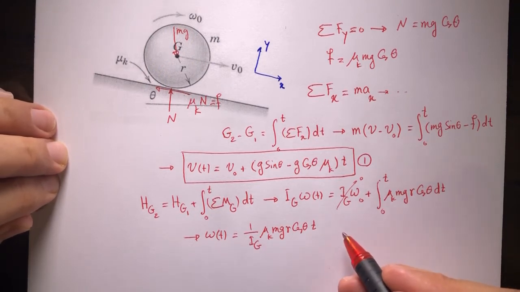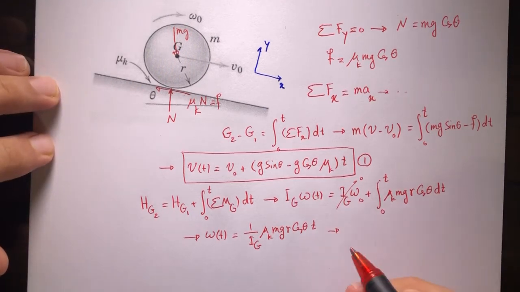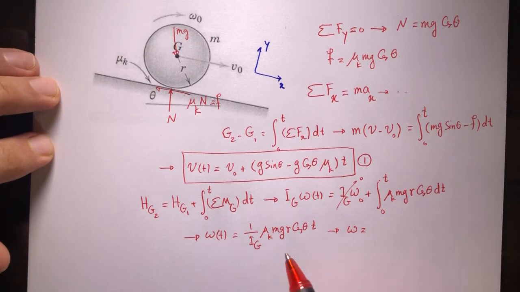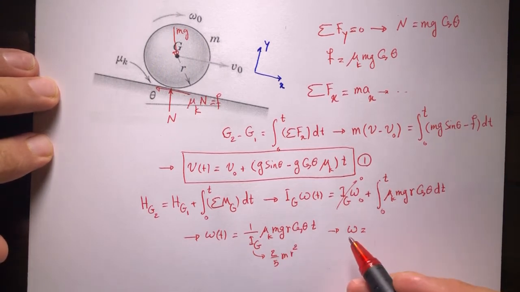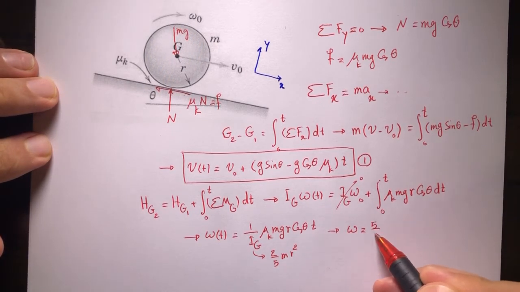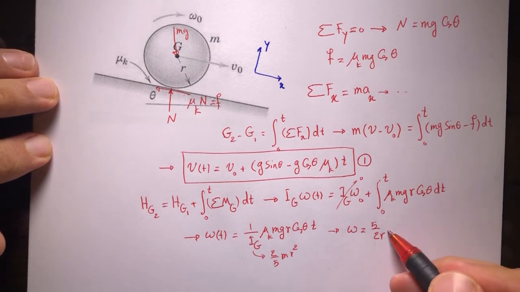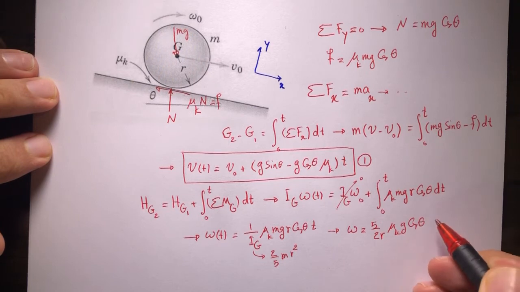And from there, if I replace this with 2/5 of m times r squared, omega is going to be equal to 5 divided by 2r, mu k g cosine of theta times t.